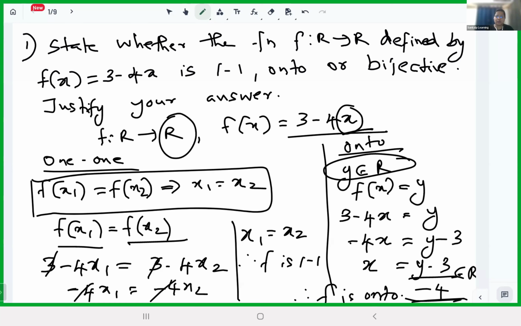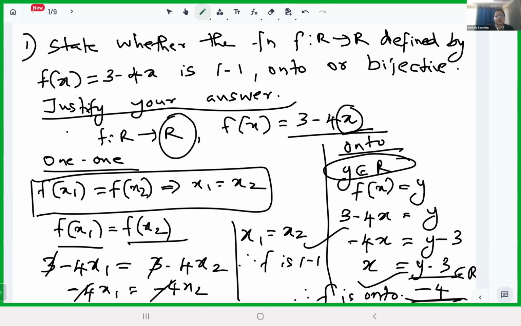Now what can you say about bijective? It is bijective, right? f is 1, 1 and onto. So here it is 1, 1 and here it is onto. So we can say that it is a bijective function. All right. So you have to write that part also. Here you have been given to justify your answer. Because f is 1, 1 and onto, we can say that the given function is bijective.